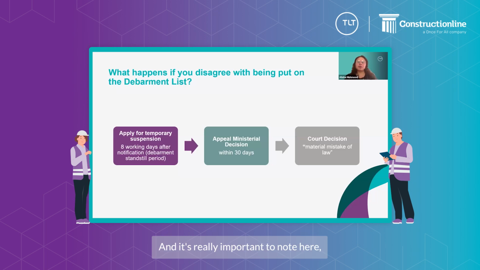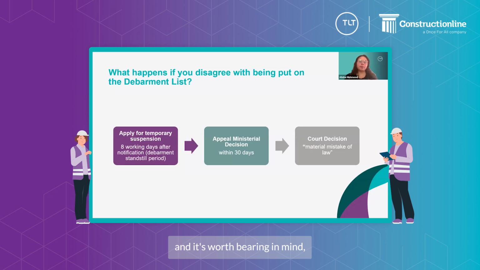And it's really important to note here, as I've said, it's 30 days from when you know, or it can be considered that the time starts running from when you should have known of the minister's decision. And then in terms of the next step, this would be the court's decision. So the court will make the decision as to whether the appeal is successful or not.